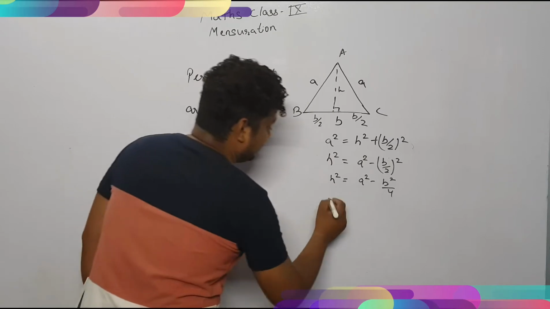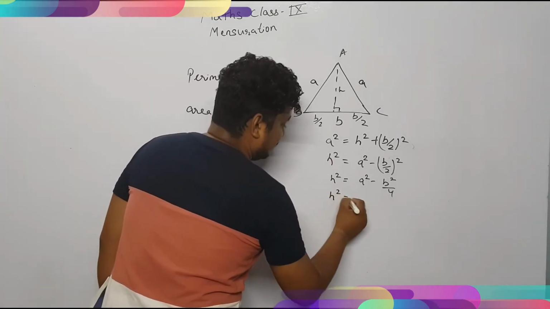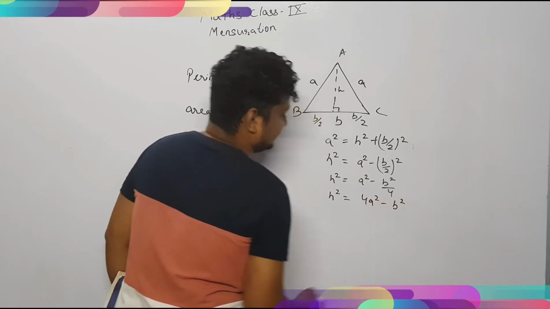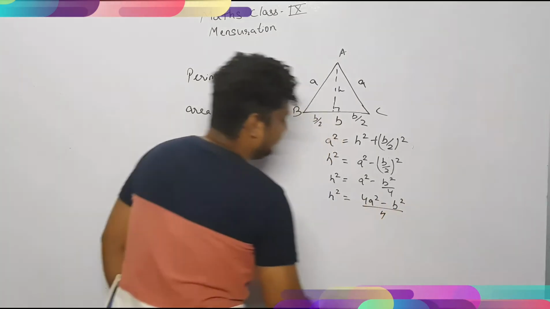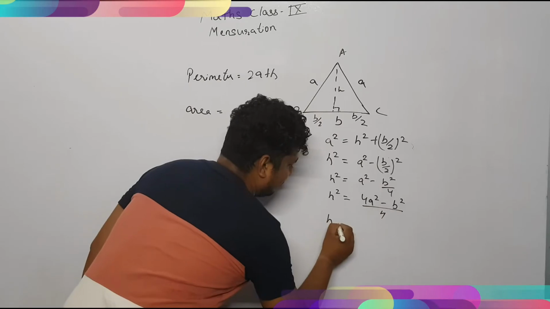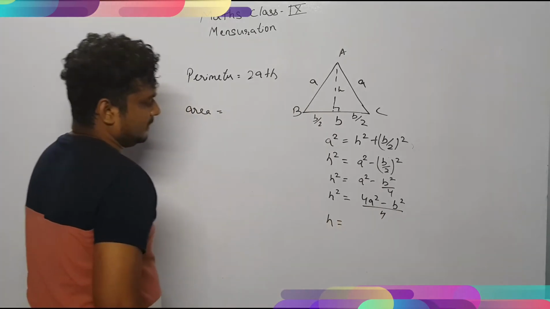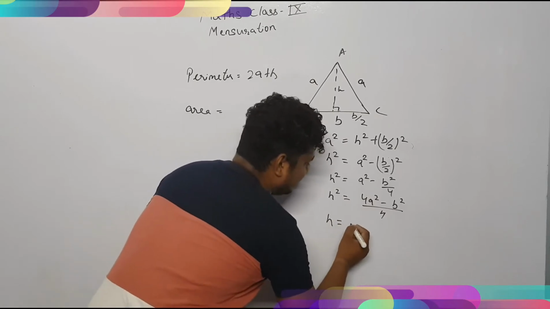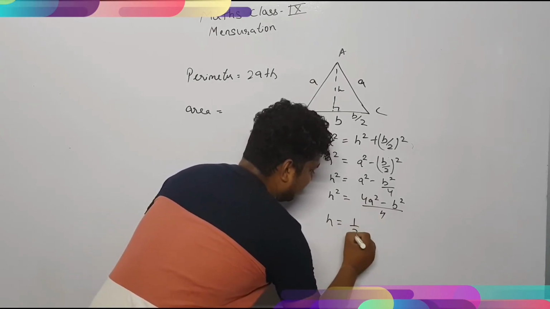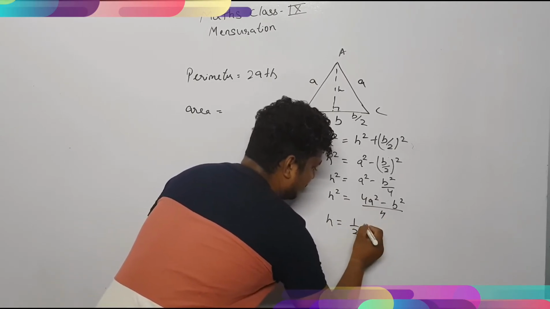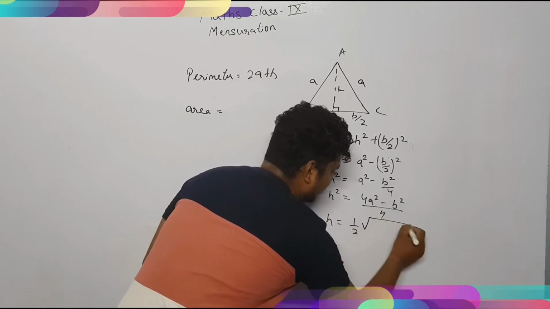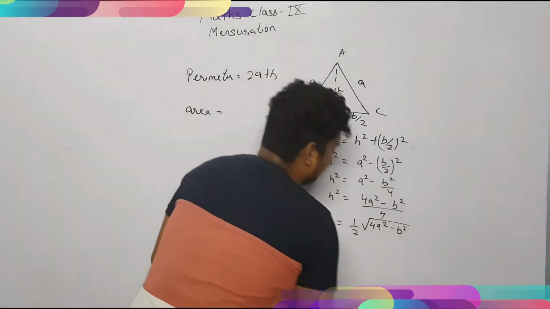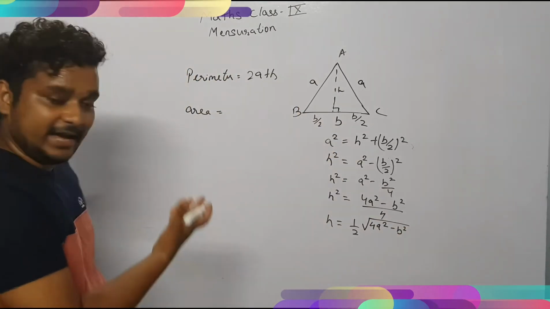Again H square equals A square minus B square by 4. So here H square equals 4A square minus B square, complete by 4. Okay, now coming to H, what is the value of H over here? So H we can write as 1 by 2 root over 4A square minus B square. So this particular is the value of H over here.